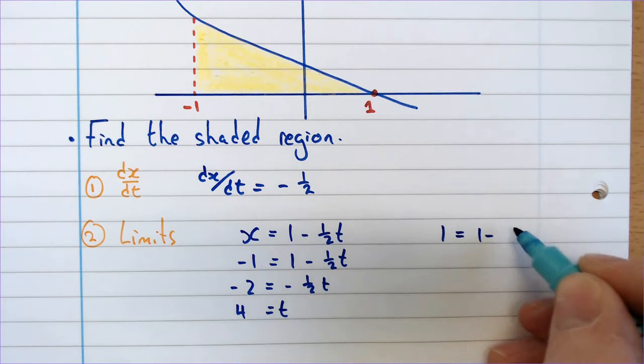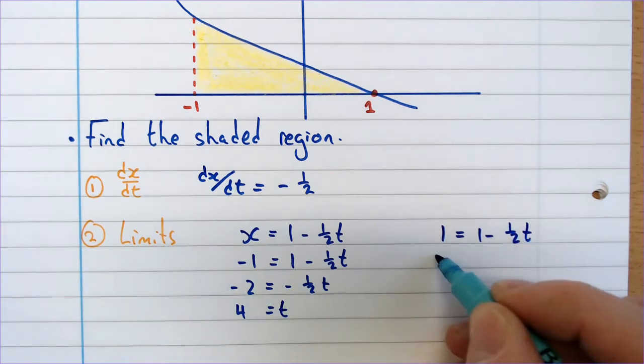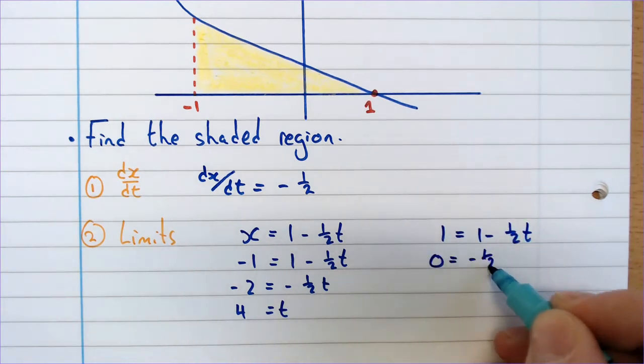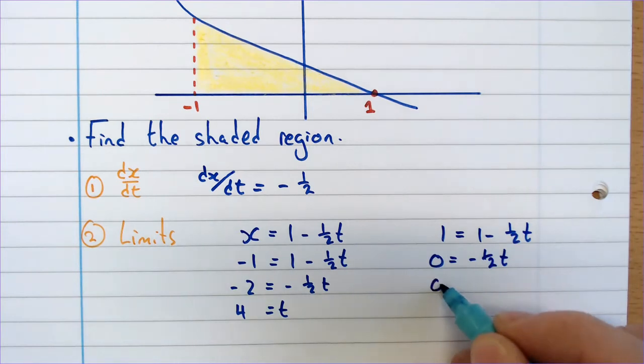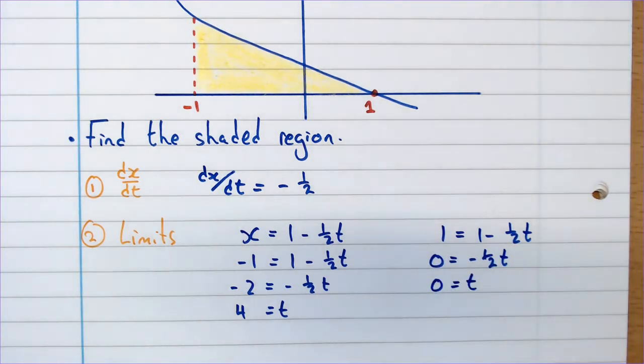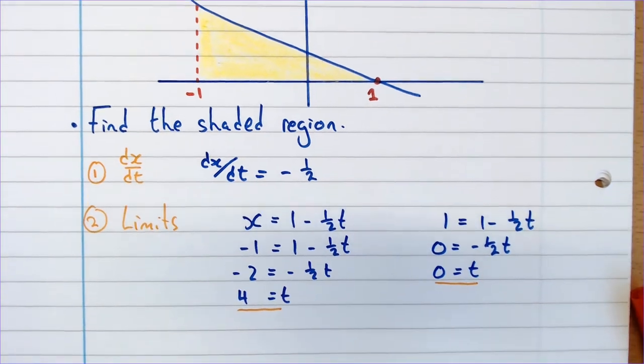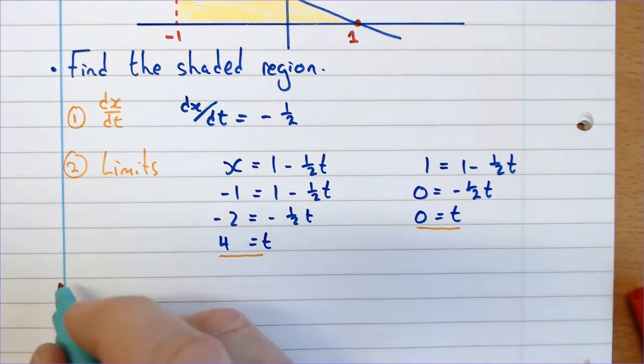Similar for the 1. I should have 1 equals 1 minus a half t. The answer should be obvious, but I'm doing it nice and slow anyway. Take away 1 from both sides, multiply across by minus a half, and you should have 0 equals t. I should have said divide by minus a half there. But regardless, your limits are 4 and 0.